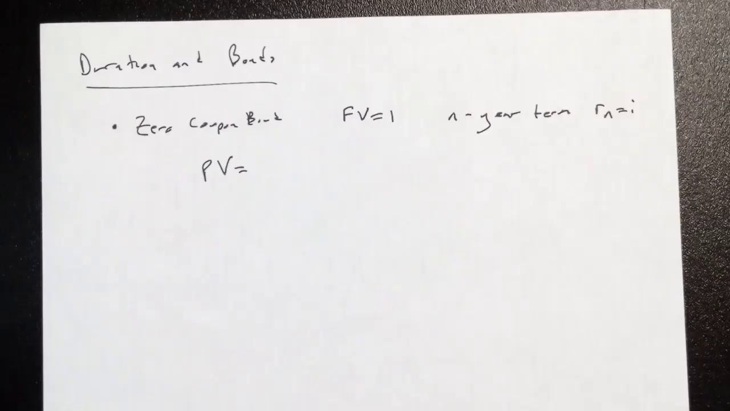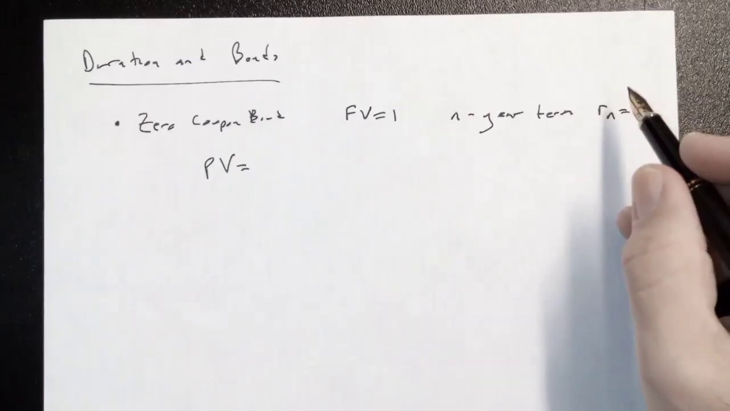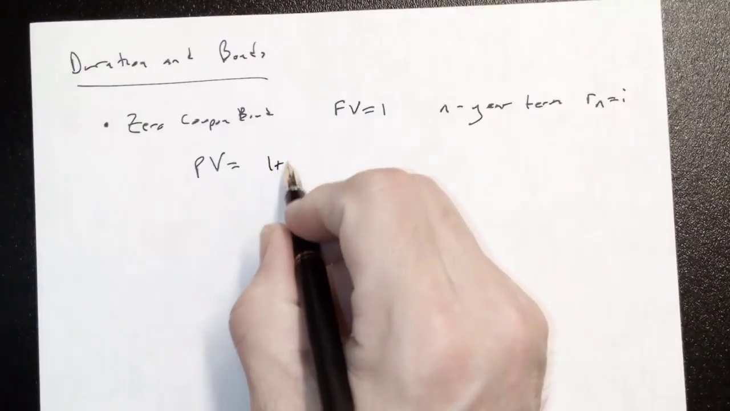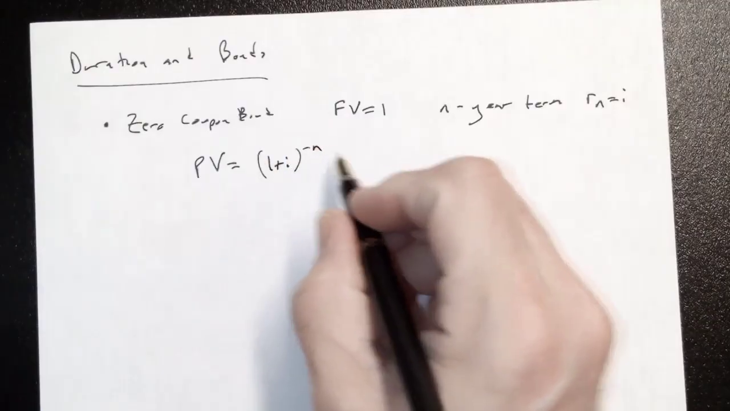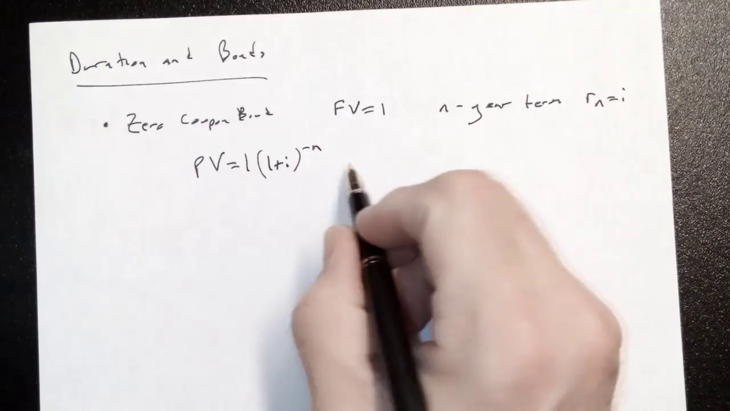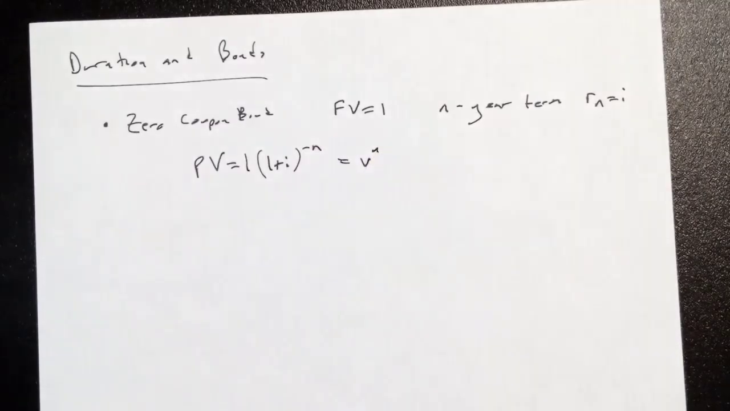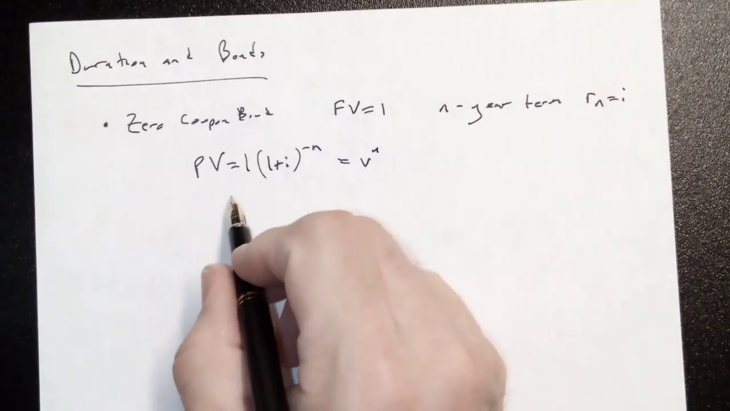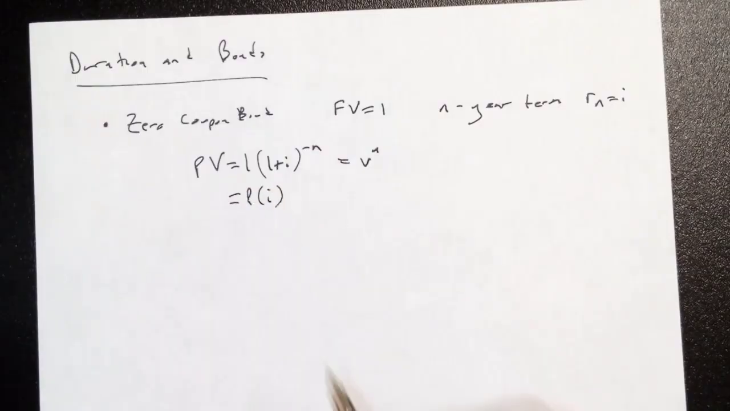Regular ordinary compound interest. 1 plus I, to the negative n, times 1. Or if you'd rather v to the n, either way. This is our formula P of I: 1 plus I to the minus n.